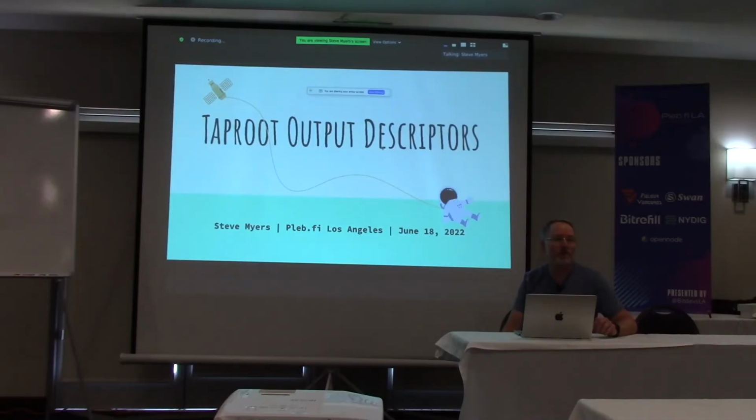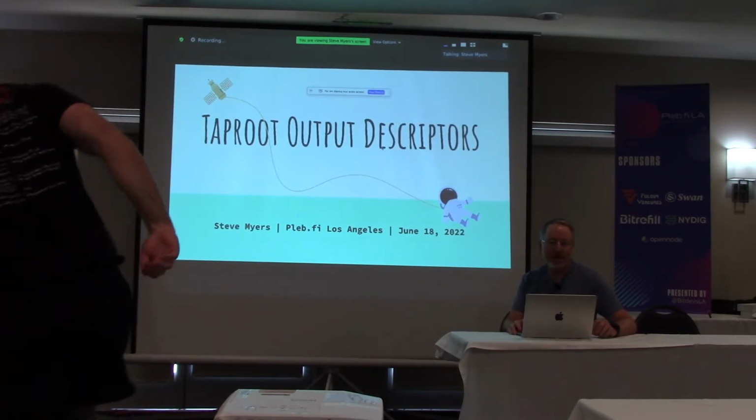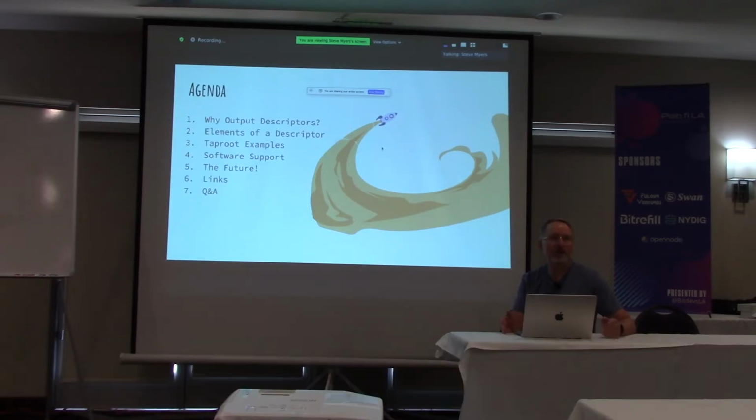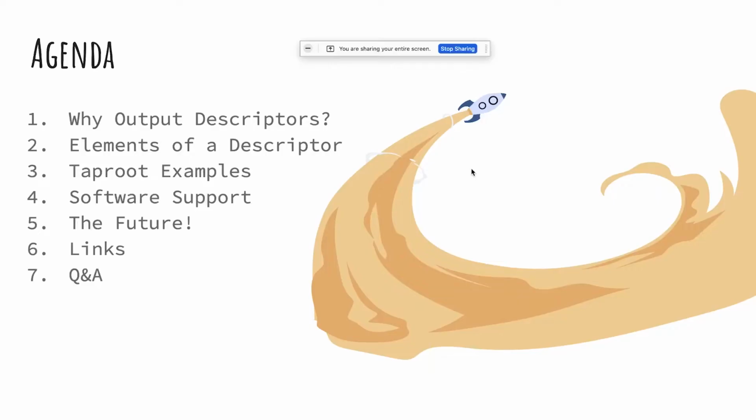So what I'm going to talk about is another way to generate Taproot scripts. First off, my name is Steve Myers, and we're here to talk about Taproot output descriptors. So things I'm going to talk about today are why use output descriptors, what are the pieces that make up an output descriptor, or the elements of a descriptor. I'll give some examples of what it looks like with a Taproot output descriptor.